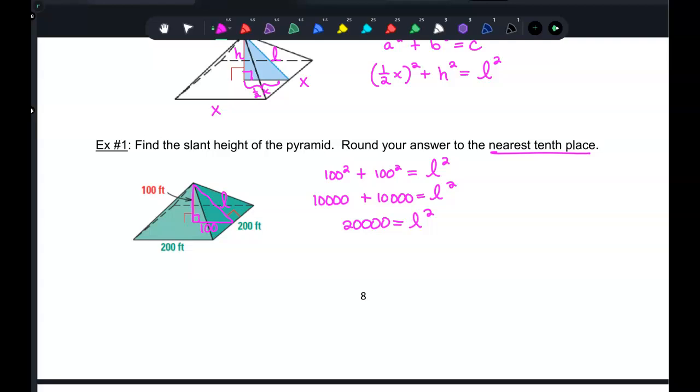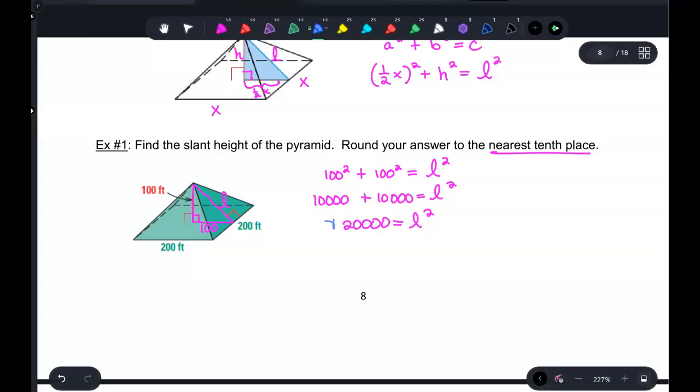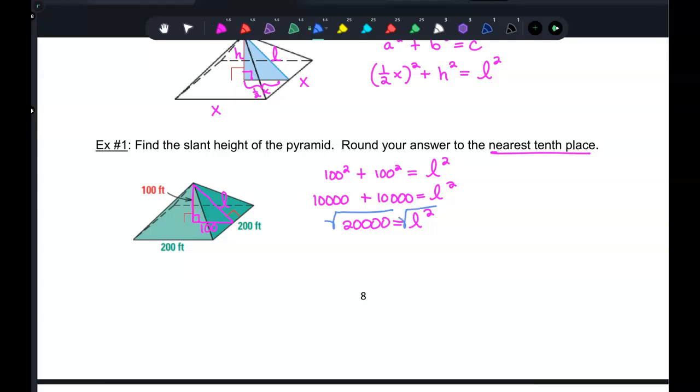Now, I said that you can round it to the tenth place. So that means we can pick up our calculators. We're going to do the square root. Why do we do the square root? So that's going to be 141 point 4.